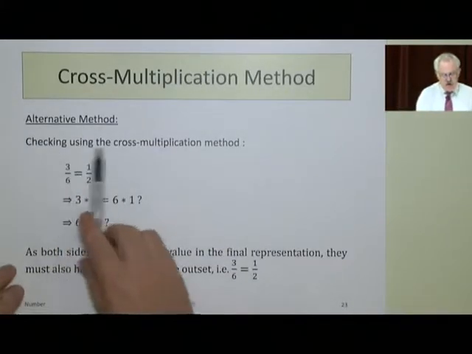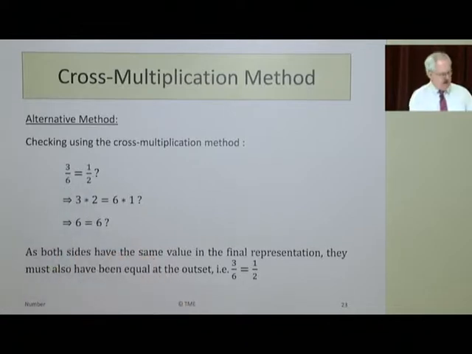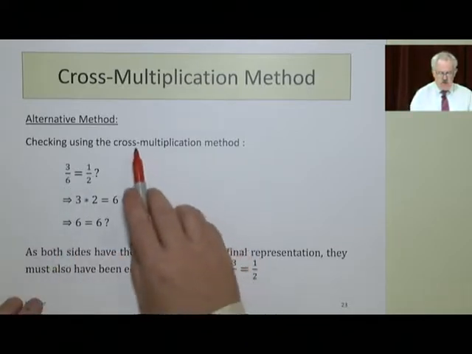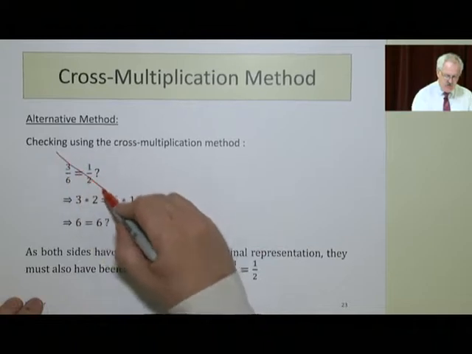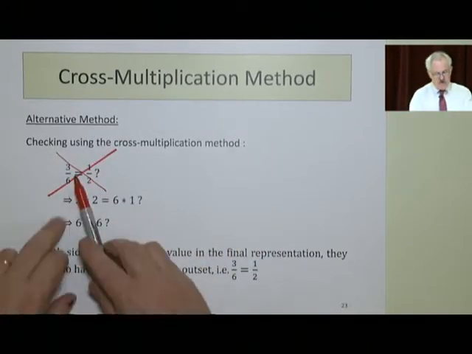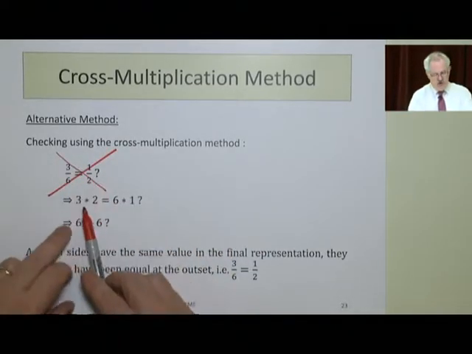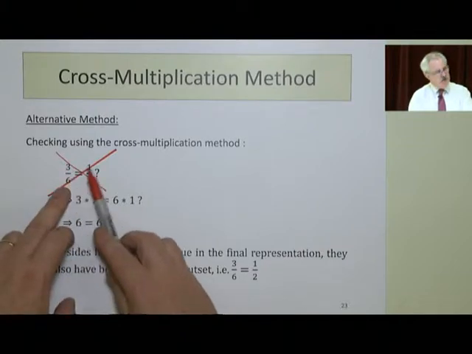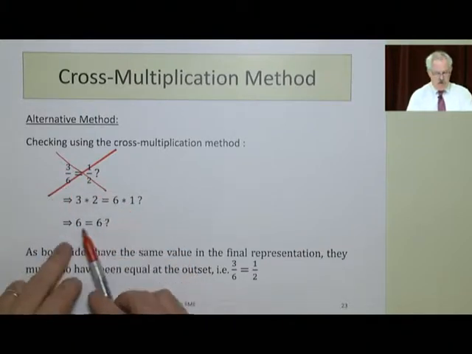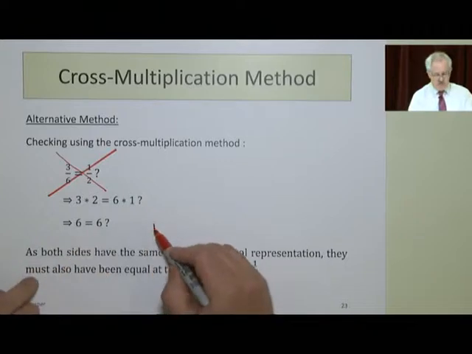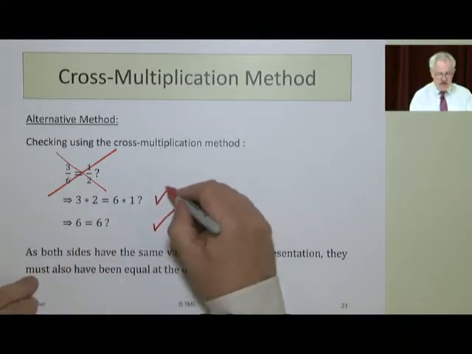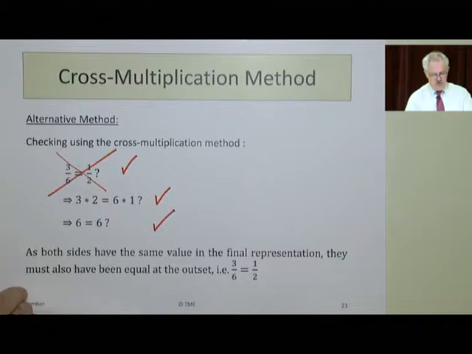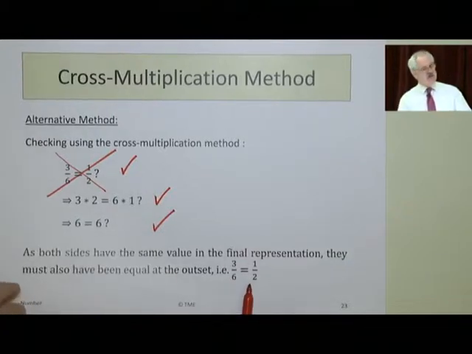An alternative method would be to say, is 3/6 equal to a half? And we use the cross multiplication method. And we say, is the top left by the bottom right, 3 times 2, equal to the bottom right by the top left? Is 6 equal to 6? Yes. If it is, then that is, then that is. Both sides have the same, 3/6 is a half.